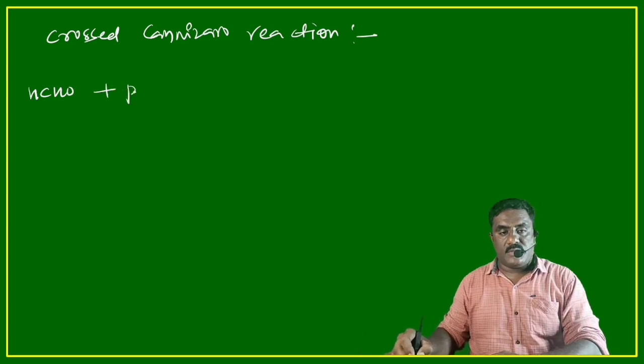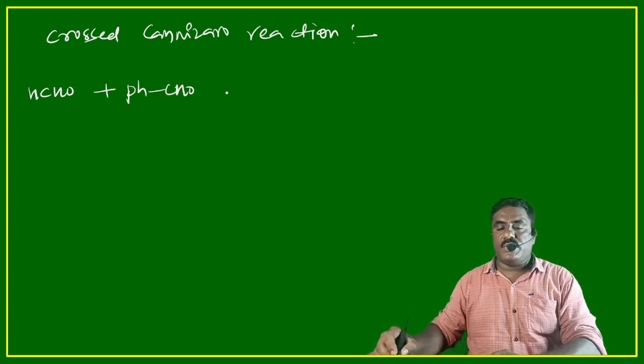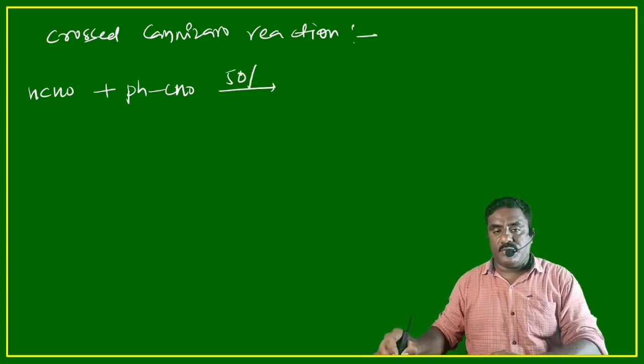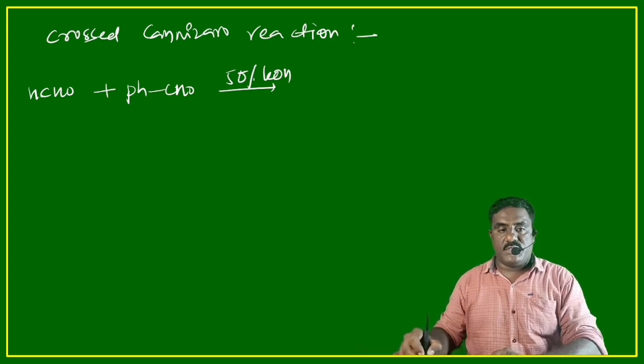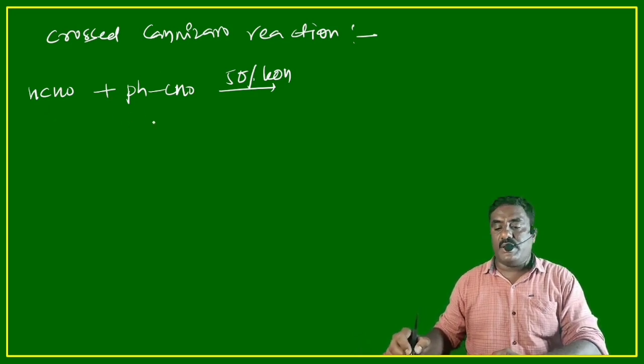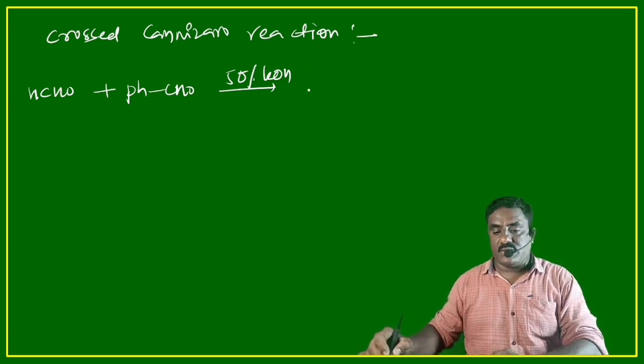HCHO plus PhCHO. These two aldehydes do not have an alpha hydrogen, so we use 50% potassium hydroxide. What are the products? PhCHO has no alpha hydrogen. One is formaldehyde, the other is benzaldehyde. So if one of the reactants is formaldehyde, then it will always be oxidized.